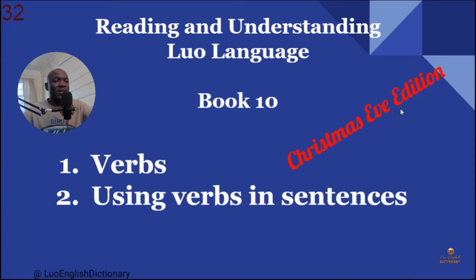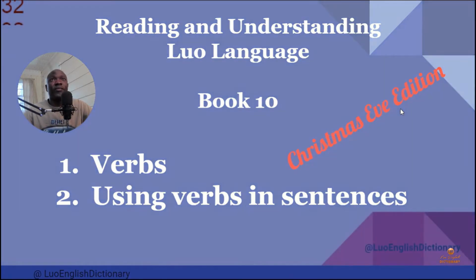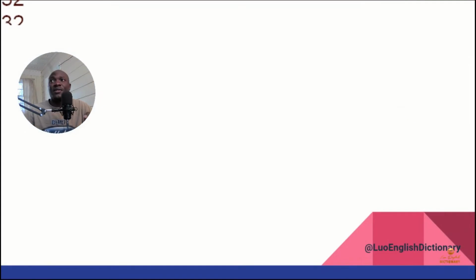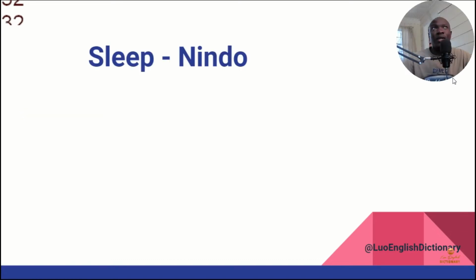So today let's talk about verbs and sentences. I want us to go through the verbs and sentences. So what are the verbs that we're talking about? These are the verbs. To sleep is nindo. Nindo, sleep.